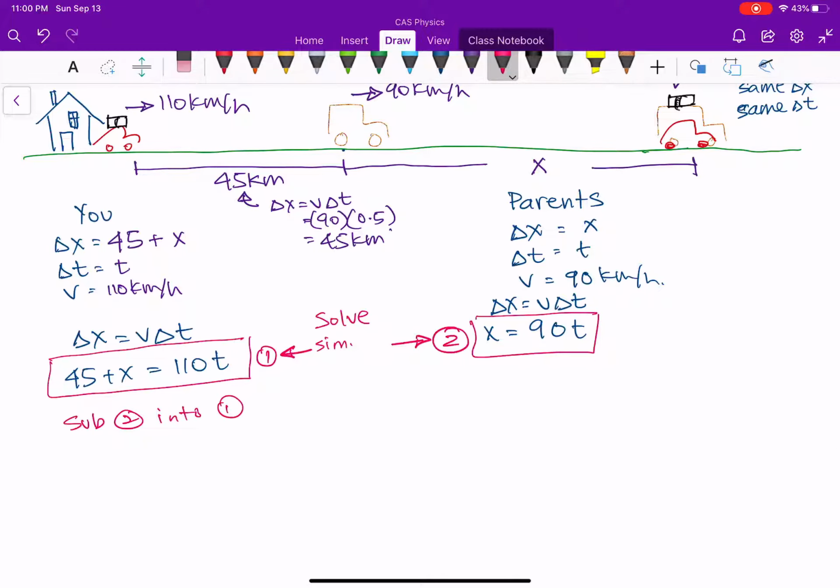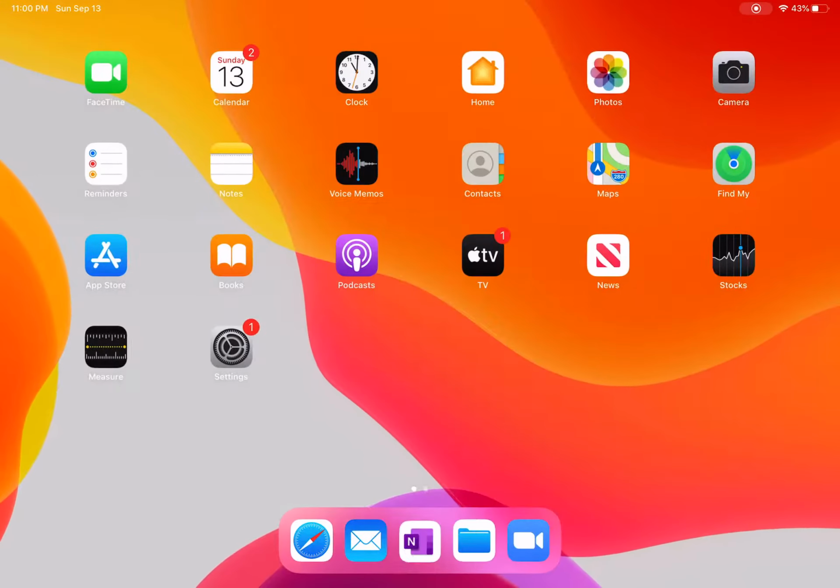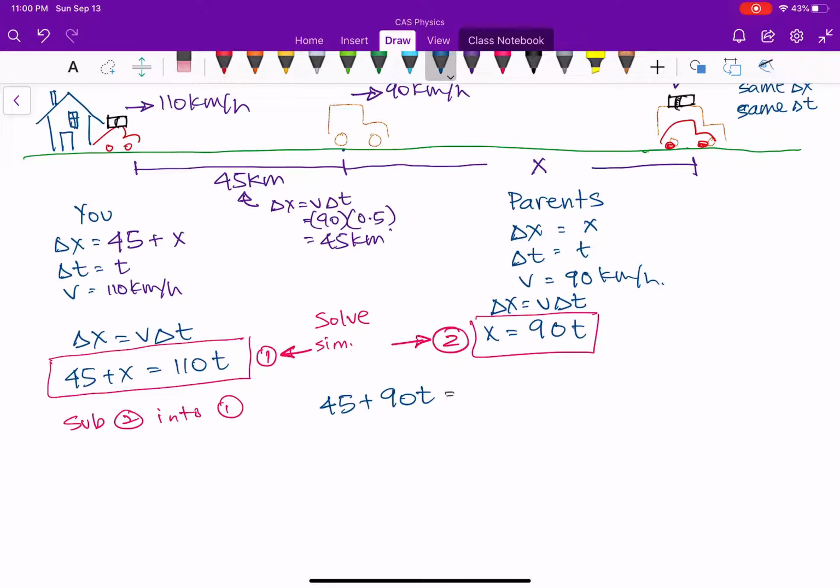And in doing so, I get 45 plus, and now it's going to be 90t, because this is equation 2 right here. Sorry, equals 110t. So now we can just solve this. So 45 equals 110 minus 90 equals 20t. So t equals 45 divided by 20, which is 2.25. So 2.25 hours.